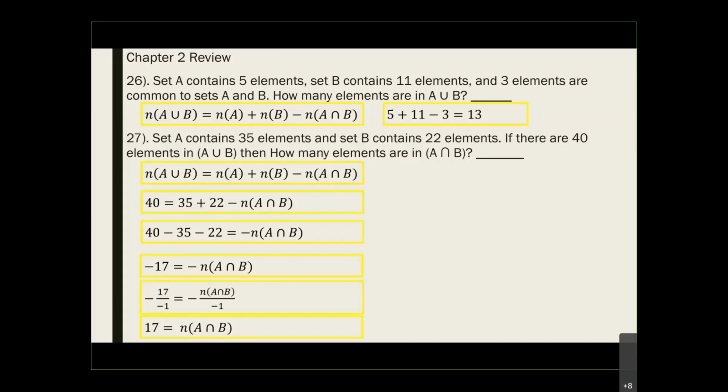But again, the question with these two problems is that they ask you to use the formula to find the answer. Any questions with these two?